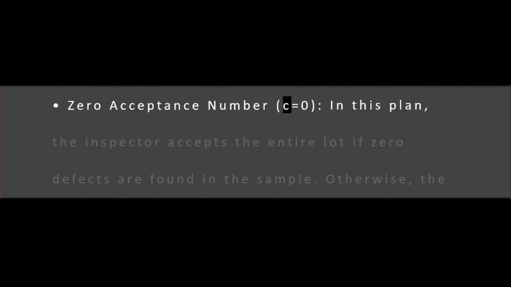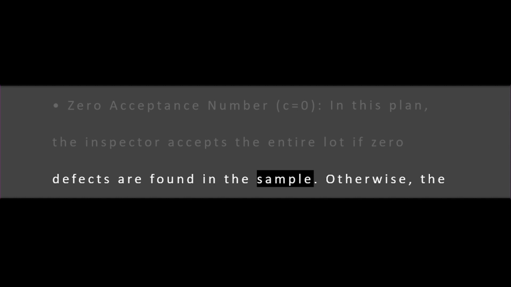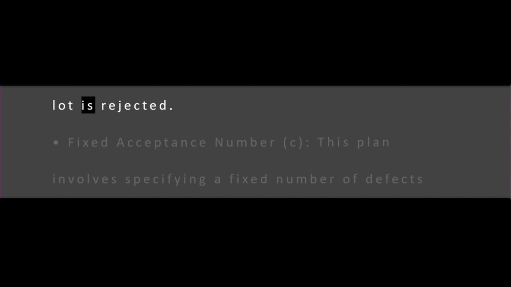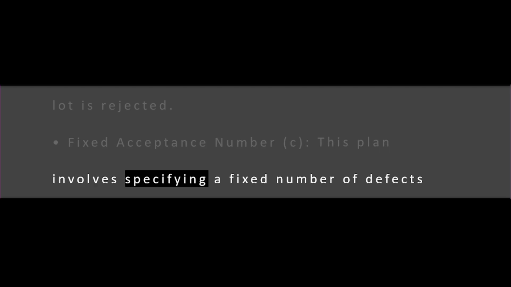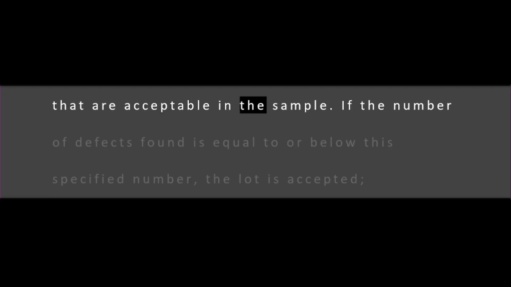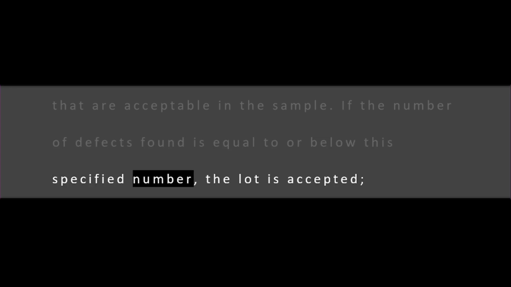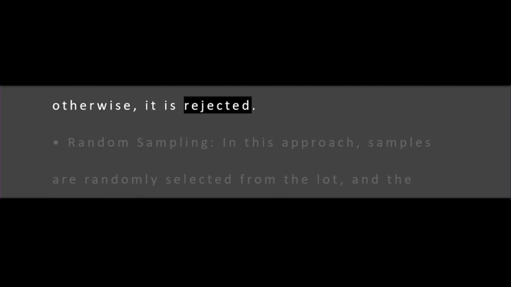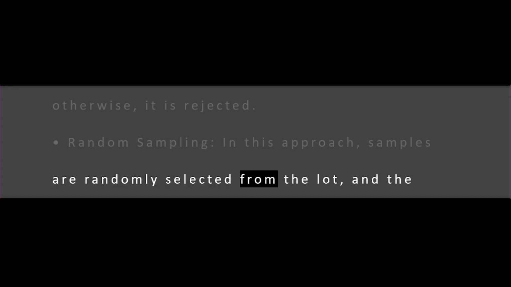Zero acceptance number, C equals 0. In this plan, the inspector accepts the entire lot if 0 defects are found in the sample. Otherwise, the lot is rejected. Fixed acceptance number, C. This plan involves specifying a fixed number of defects that are acceptable in the sample. If the number of defects found is equal to or below this specified number, the lot is accepted, otherwise, it is rejected. Random sampling. In this approach, samples are randomly selected from the lot, and the decision to accept or reject is based on the number of defects found in the sample.